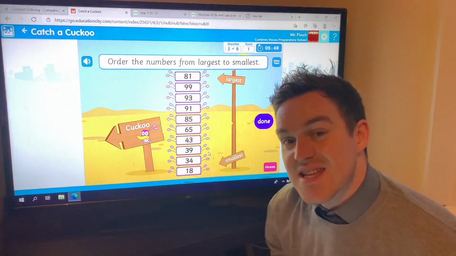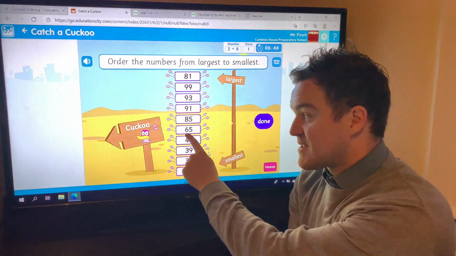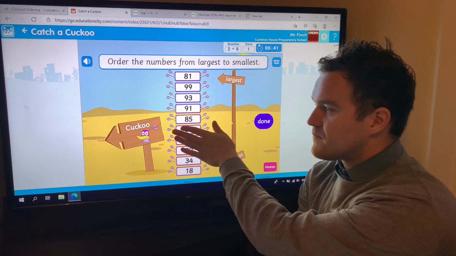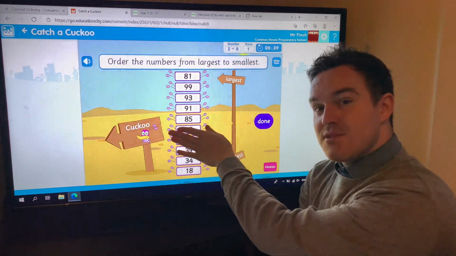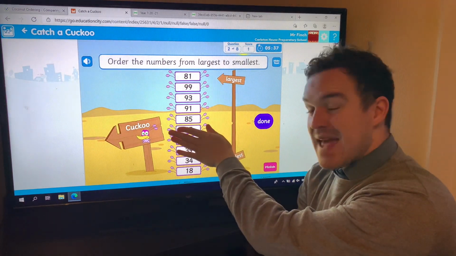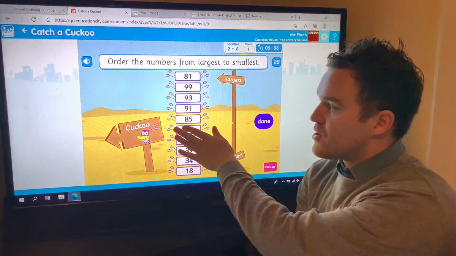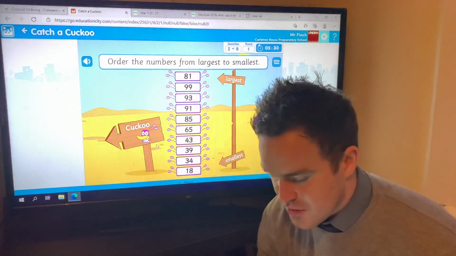No numbers with 5 sets of 10, but I have spotted one with 6 sets of 10, and that can go in there. Okay, now I've got lots of numbers here with a mixture of 8s, 9s, 10s, and then 80 numbers and 90 numbers. We know 80 numbers are smaller, so let's get all the 80 ones down lower first. I'm going to drag these down a bit.